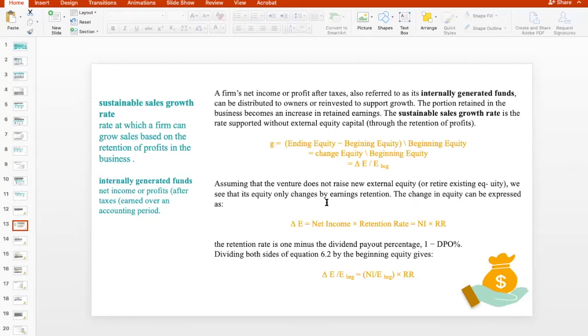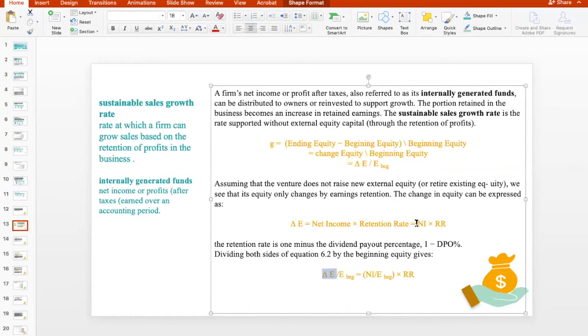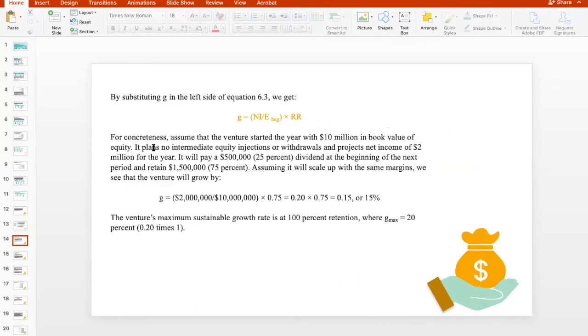Now we can rewrite the G formula. The growth rate formula is equal to the variation in equity divided by the equity at the start of the year. So delta E divided by E beginning is equal to, replacing delta E by this new expression, NI, the net income, times the retention ratio divided by the beginning equity. Now, by substituting G on the left side of equation 6.3, we get G equals the net income divided by the beginning equity times the retention ratio.